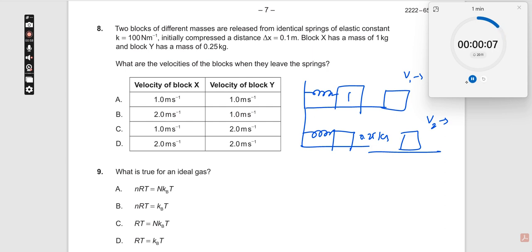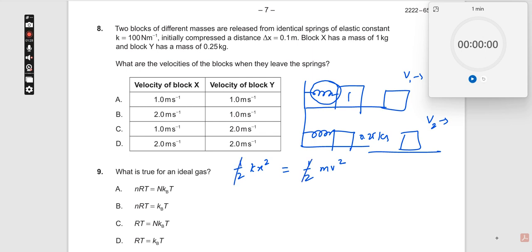Why should the blocks move with different velocities? How does each get its energy? It gets the energy because of the energy stored in the springs. What is the energy stored in the spring? We already lost 1 minute. Anyway, the energy stored in the spring is half k x square. This should be equal to half m v square. The spring was compressed by delta x equal to 0.1 and the k value is also given. So this half and this half go away.